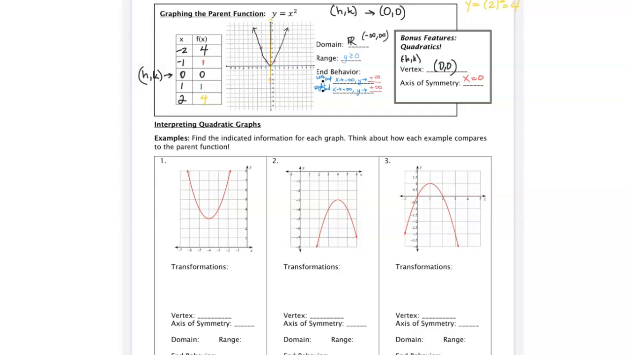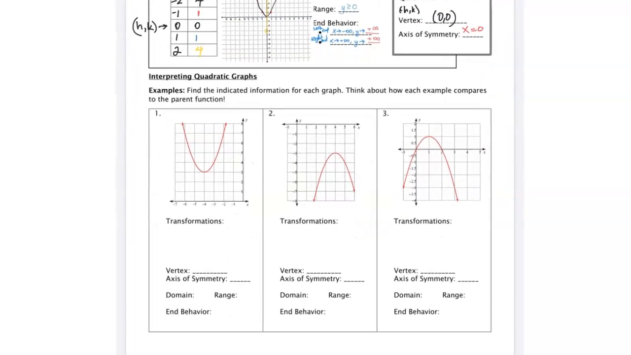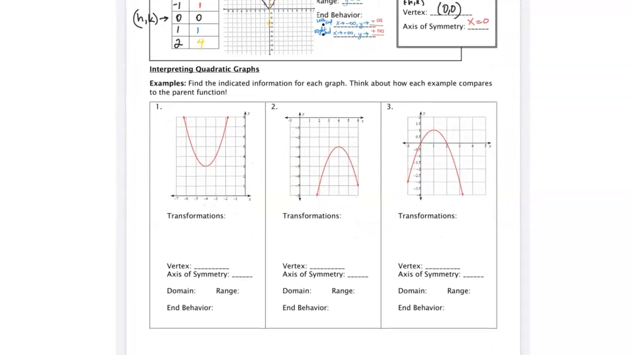All right, so using all of that background information, we're going to go ahead and interpret some quadratic graphs. Find the indicated information for each graph. Think about how each example compares to the parent function. One thing that we know for sure about the parent function is that our original vertex is at 0, 0. If you locate the new vertex on your parabolas within your graphs, this will make your life so much easier. So here's our new vertex.